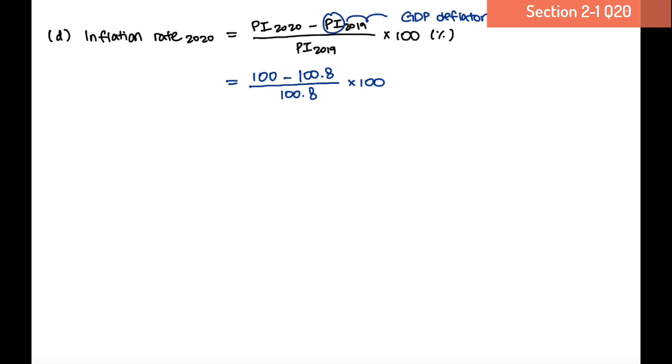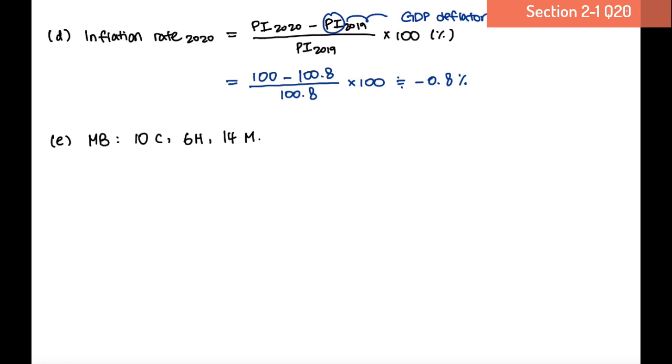Times 100, and that gives us an inflation rate of negative 0.8%, roughly. So that's the percentage change in our overall or aggregate price level measured by the GDP deflator that we found in part C. Now in part E, we're asked to find the cost of market basket for both years 2019 and 2020. And in the question, the market basket is given as 10 candles, 6 hot dogs, and 14 tins of mints. And so we're going to figure out the cost of the market basket.